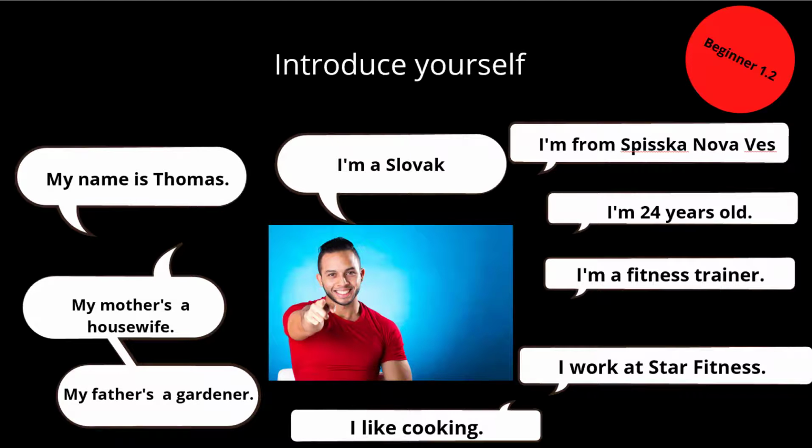Okay? Right. So you can say, my name is Thomas, I'm a Slovak, I'm from Spišská Nová Ves, that's a smaller part in Slovakia. I'm 24 years old, I'm a fitness trainer, I work at Star Fitness, I like cooking. My mother's a housewife, my father's a gardener. Okay, so you can pause the video and write the sentences by filling in the true details about yourself.